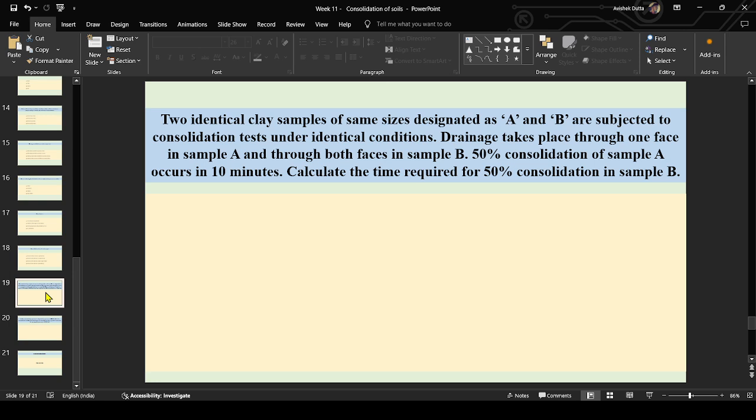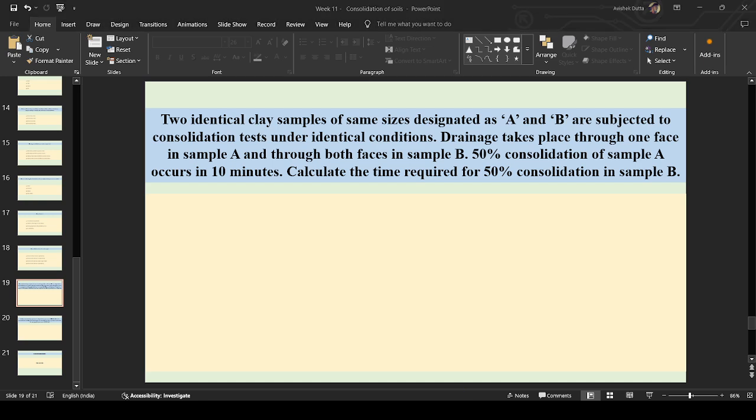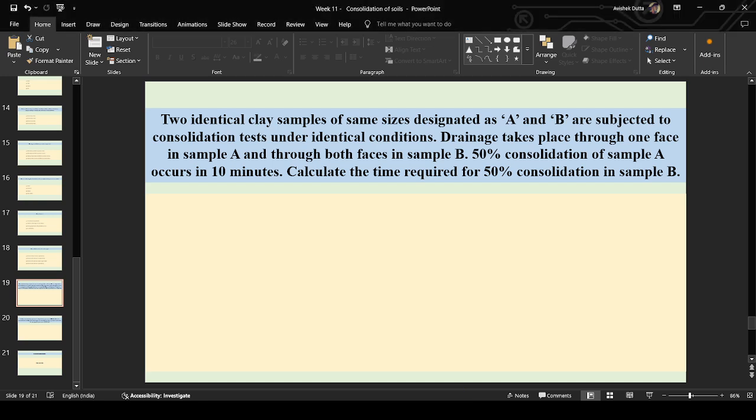Another numerical. Two identical clay samples of same sizes designated as A and B are subjected to consolidation tests under identical conditions. Drainage takes place through one phase in sample A and through both phases in sample B. 50% consolidation of sample A occurs in 10 minutes. Calculate the time required for 50% consolidation in sample B.